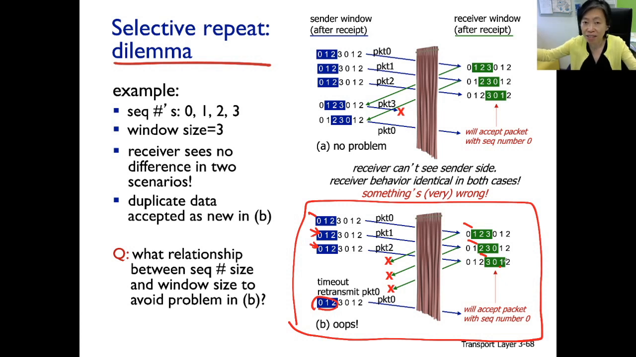Isn't it obvious? The sequence number space has to be larger than 2 window sizes. Then packet sequence 1 will never appear again in the next window, in the receiver's window. So you would never have the trouble of confusing an old packet with a new packet. And that is why the sequence number space needs to be larger than or equal to 2 times the window size. And that is selective repeat.